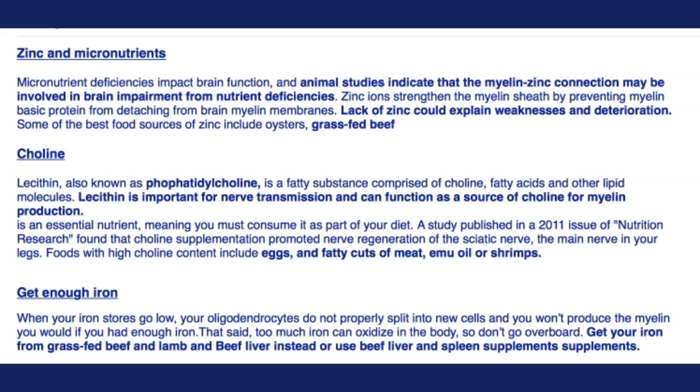Get enough iron. When your iron stores go low, your oligodendrocytes do not properly split into new cells, and you won't produce the myelin you would if you had enough iron. That said, too much iron can oxidize in the body, so don't go overboard. Get your iron from grass-fed beef and lamb and beef liver instead, or use beef liver and spleen supplements.